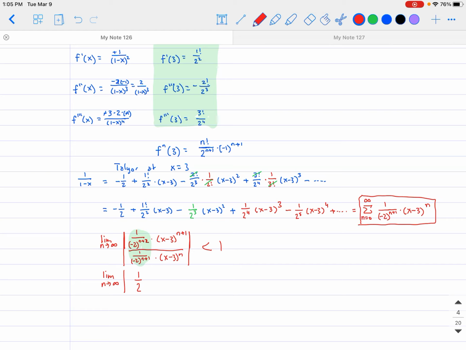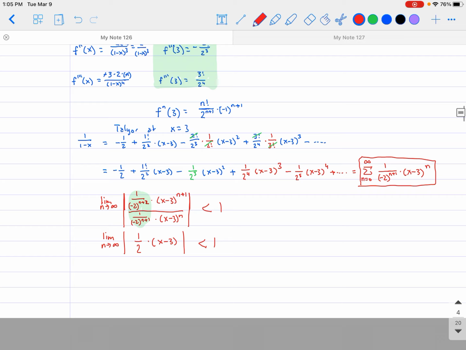And on the other part over here, that's going to leave me with x minus 3, and then there's going to be no exponent, well, exponent of 1, and that is supposed to be less than 1 then. Okay, so now we can go ahead and solve for x over here, because as n approaches infinity, all those terms are going to cancel out. All we have left is just the x part, so that's good. So just like before, we're going to solve for x to get our interval of convergence.